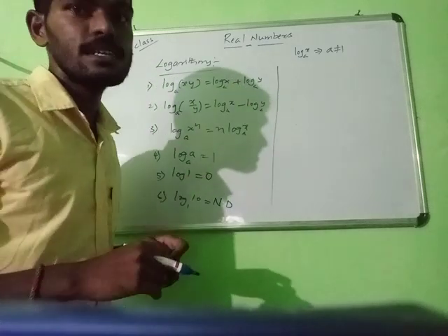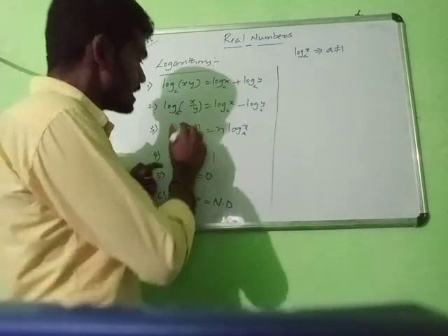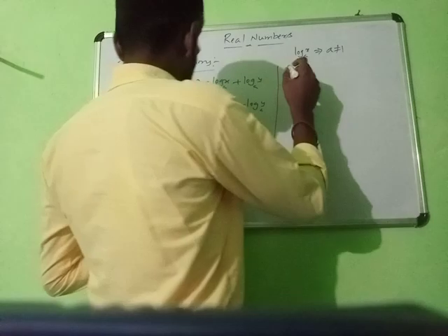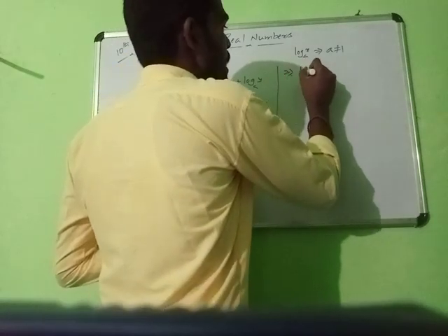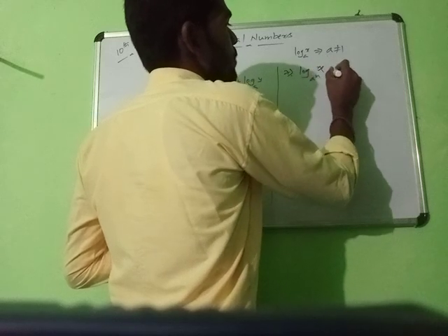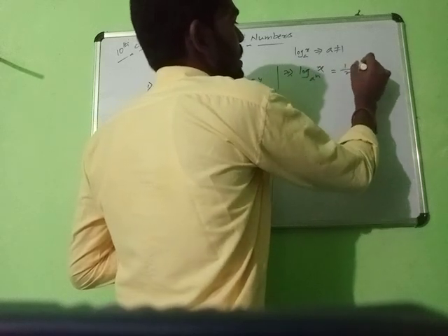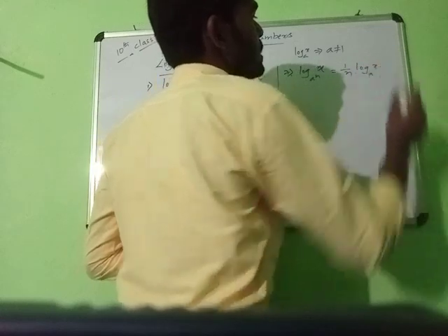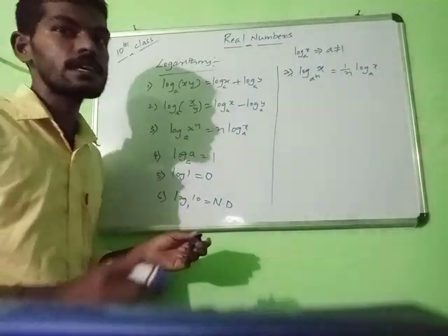And then the next one: see, log x power n base a. Log x power n base a. Then how to find it? Here n will come out. For log of x base a power n, what will the formula be? 1 by n into log x base a. 1 by n into log x base a.